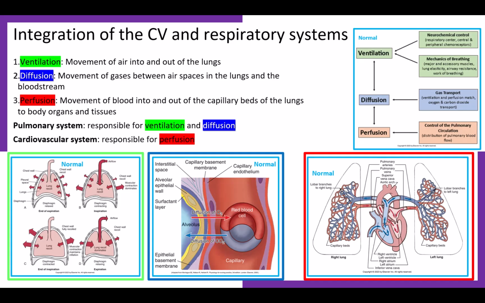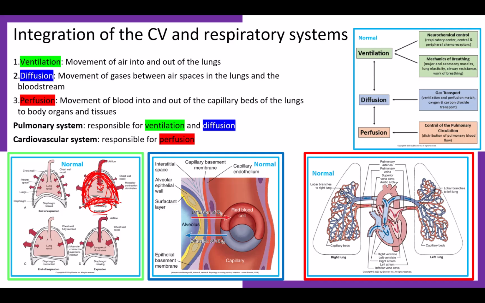Other concepts that we're going to cover: ventilation, diffusion, and perfusion. So when we talk about ventilation within the context of the respiratory system, we're talking about the movement of air into the lungs and out of the lungs. So you've got inspiration when air moves into the lungs, and air moves into the lungs when the pressure within the thoracic cavity becomes lower than atmospheric pressure. And the pressure in the thoracic cavity becomes lower than atmospheric pressure when the volume of the thoracic cavity increases. And the volume of the thoracic cavity increases when the diaphragm contracts, so it becomes lower than normal.